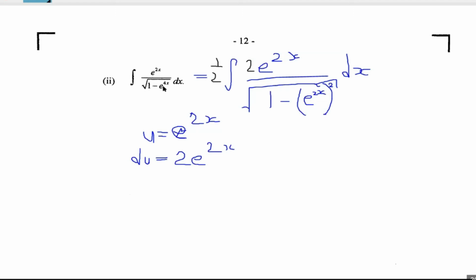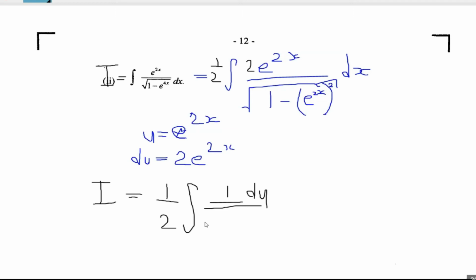I love to call my integrals I. I always say let I. When I was doing CAPE, everything was let I. So what we're saying now is that I is equal to a half the integral of, the numerator is du, so it's 1 du, over the square root of 1 minus u squared.